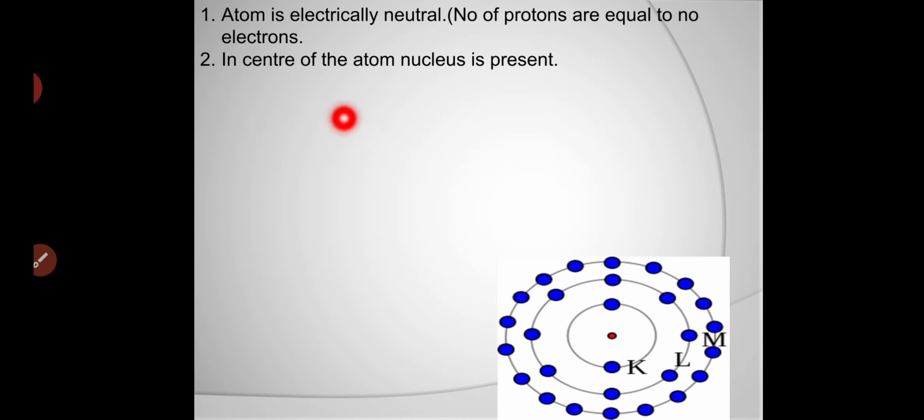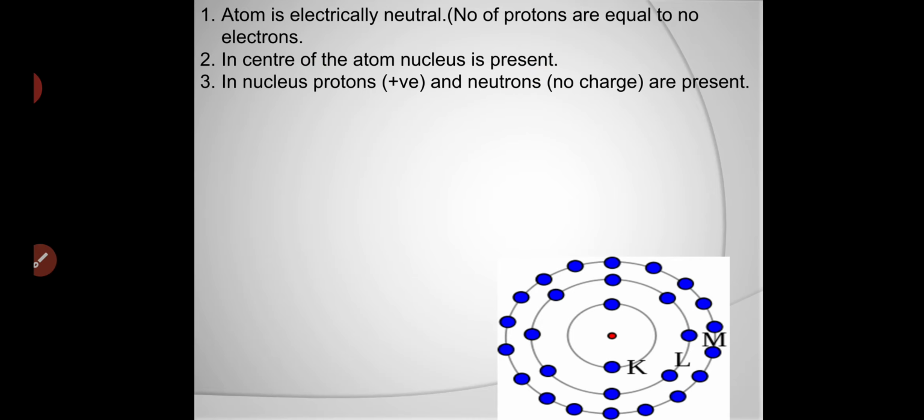In the center of the atom, the nucleus is present. As Rutherford said, the nucleus is present, and he agreed with that. Then in the nucleus, protons and neutrons are present. At that time neutrons had been discovered, and he agreed with that, accounting for the variation between mass and atomic number. The protons are positively charged particles and neutrons have no charge.